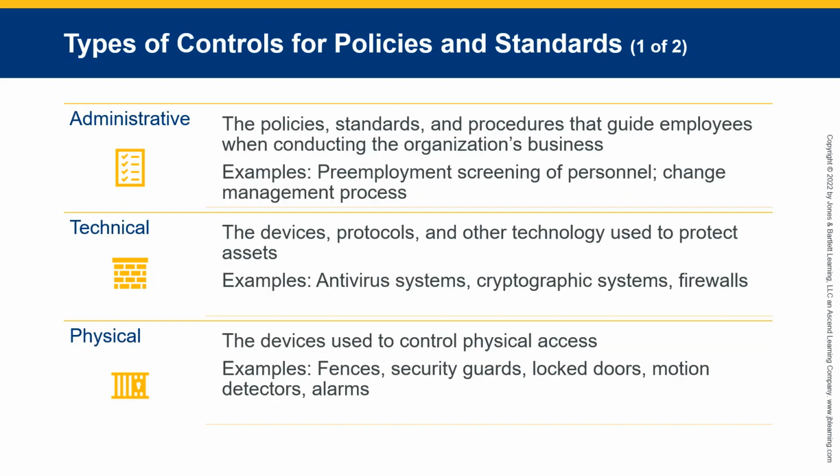Types of controls for policies and standards. First is administrative, the policies, standards, and procedures that guide employees when conducting the organization's business. Examples include pre-employment screening of personnel and change management process. Technical, the devices, protocols, and other technology used to protect assets. For example, antivirus systems, cryptographic systems, and firewalls. Physical, the devices used to control physical access. Examples could be fences, security guards, locked doors, motion detectors, and alarms.